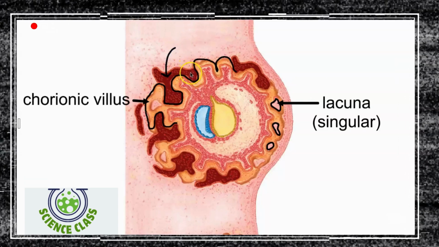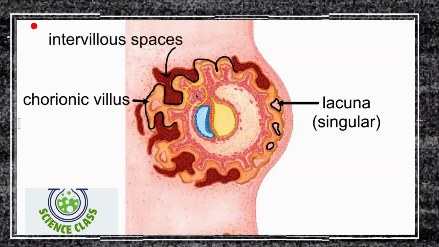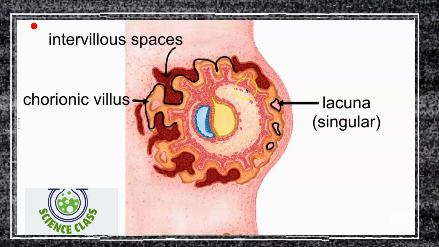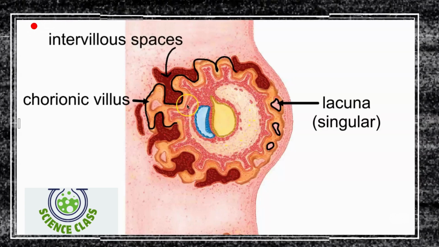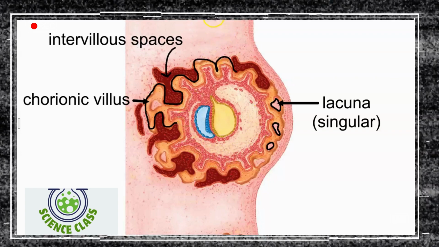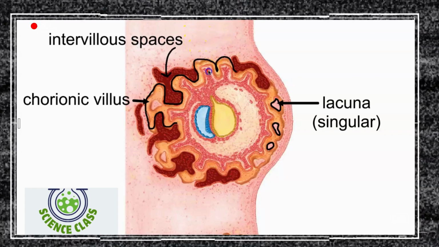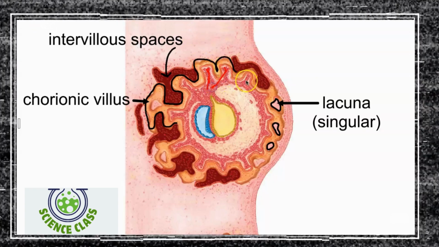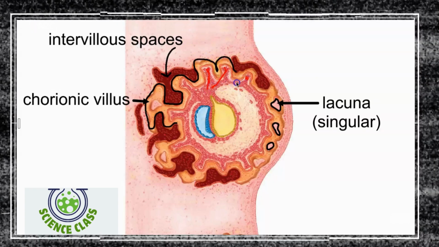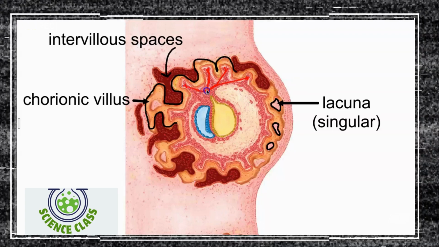These spaces are known as the intervillous spaces. We see that the mesoderm has lined this area, as we talked about. And I just want to mention that the mesoderm will eventually give rise to blood vessels, and those blood vessels are going to eventually be responsible for blood flow to and from the conceptus.